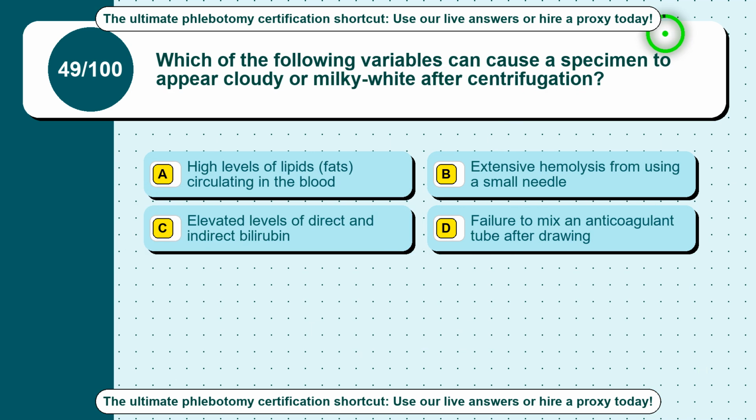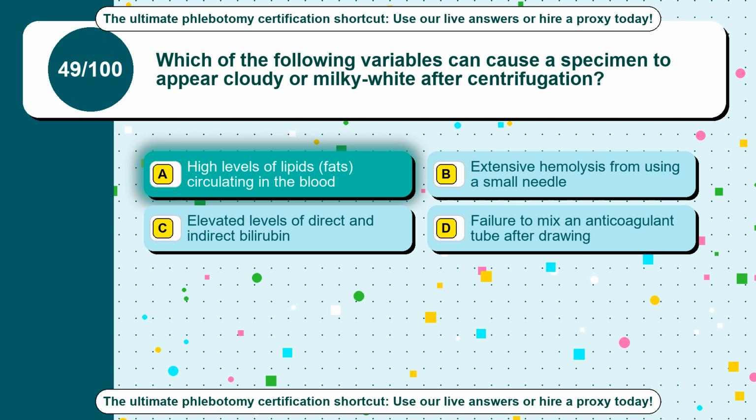Question 49. Which of the following variables can cause a specimen to appear cloudy or milky white after centrifugation? Option A, high levels of lipids, fats, circulating in the blood. Option B, extensive hemolysis from using a small needle. Option C, elevated levels of direct and indirect bilirubin. Option D, failure to mix an anticoagulant tube after drawing. The correct answer is option A, high levels of lipids, fats, circulating in the blood.